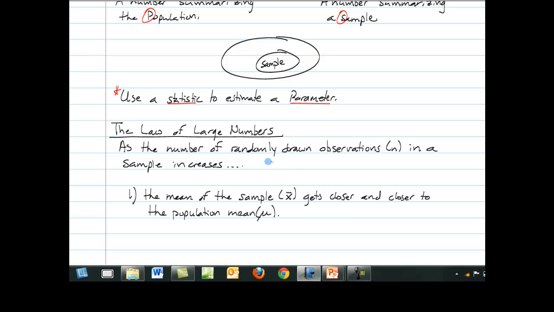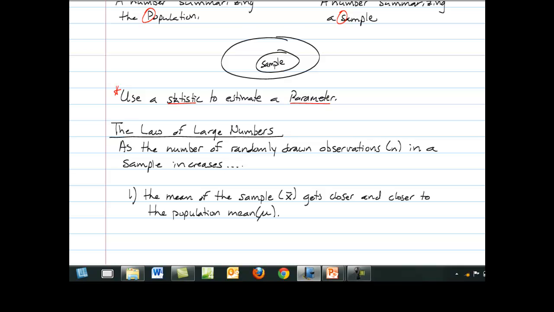So again, as the number of randomly drawn observations, and the number here is referring to our sample size n. N is sample size, lowercase n is sample size. And as n increases, basically that means our samples are getting larger and larger. So the implication here is instead of randomly choosing 2, we might randomly choose 20 or 30 or 40 or 50 from a population. And what makes sense here is the more we gather from a population, the more information we're getting about that population, the more accurate our estimates about that population. So that's really what the law of large numbers is going after.